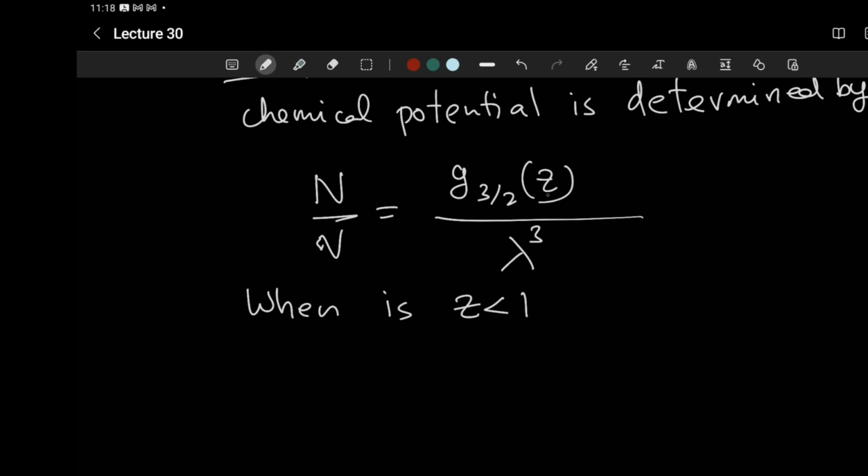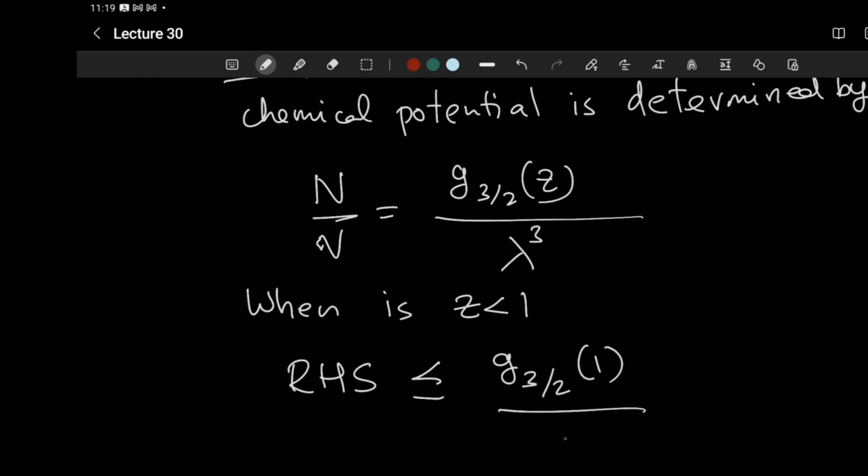Okay, so if you look at this expression, the right hand side, we know that RHS is always less than or equal to G3 half of 1 by lambda cubed. How do we see that? So you look at this function G3 half of z, it's a monotonically increasing function.